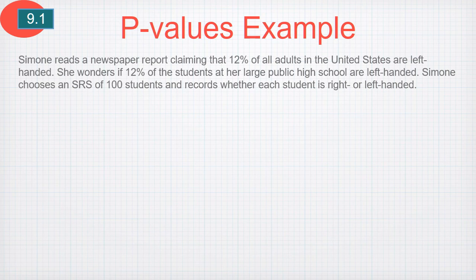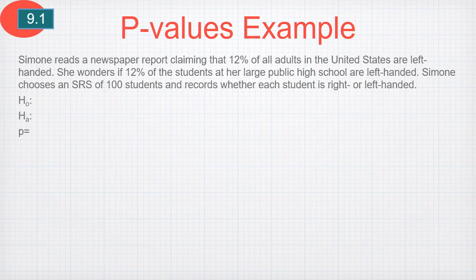Okay, so let's look at p-values as an example so you can try to figure out what in the world I'm talking about. Let's say Simone reads a newspaper report claiming that 12% of all adults in the United States are left-handed. She wonders if 12% of the students at her large public high school are left-handed. Simone chooses an SRS of 100 students and records whether each student is right or left-handed. In that scenario, we're going to have a null hypothesis, an alternate hypothesis, and we need to define what p is, what the proportion is. You can pause if you like and think that through in your head. So I'm going to go ahead and do this.